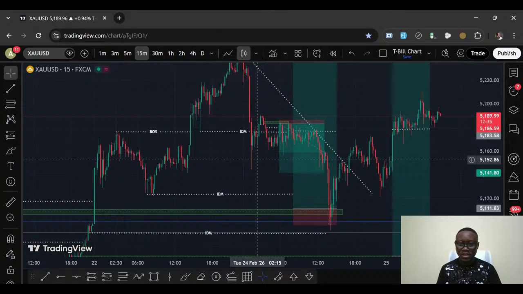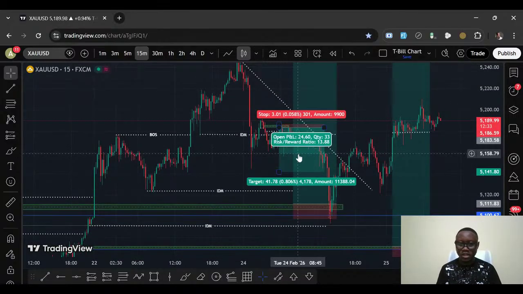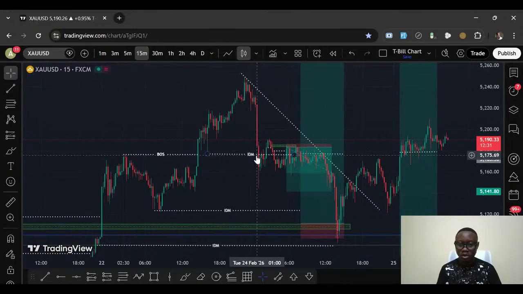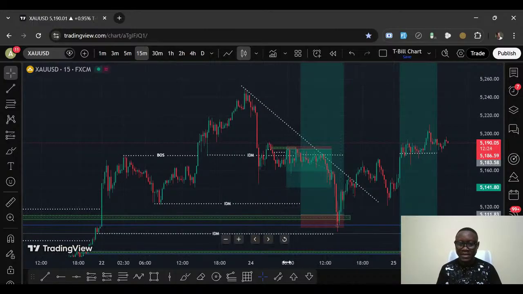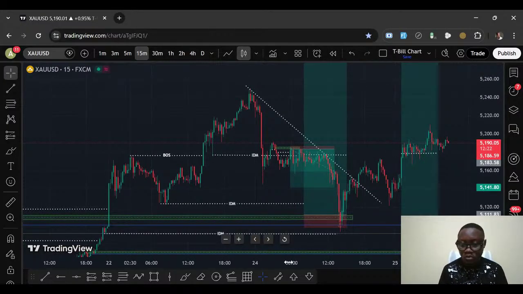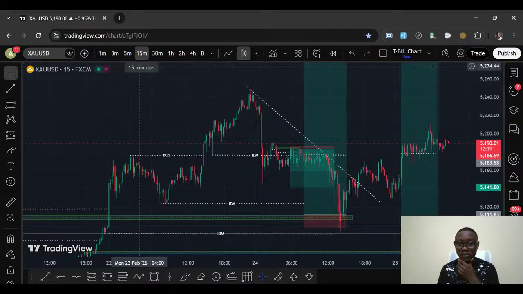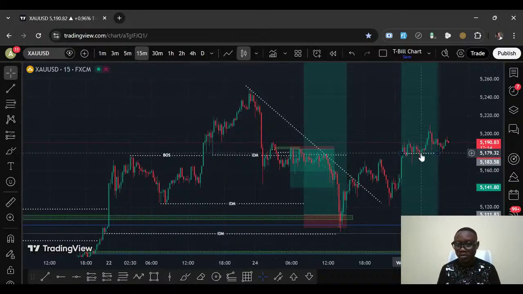So if you look at this, of course, price gave us this impulsive bearish move, and of course followed by a retracement. Since this trade was intended to be a quick scalp, I took it on the 15 minutes time frame and took my entry on the 5 minute time frame. Now this is what happened.